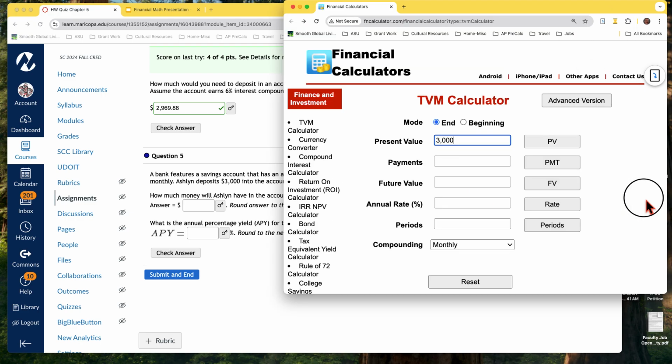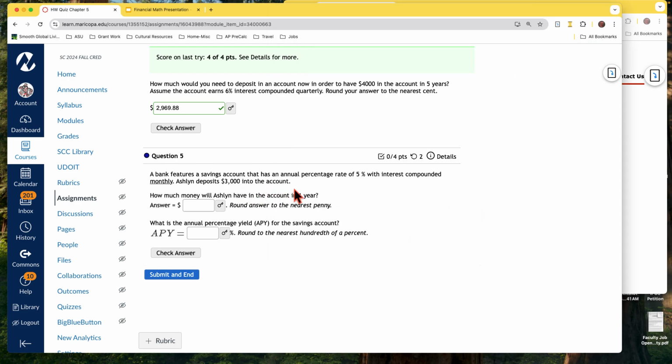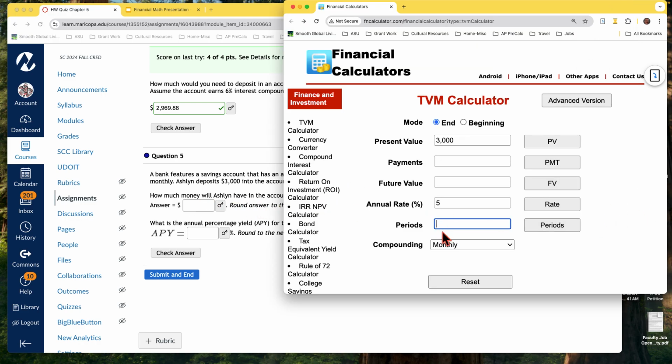5% interest compounded monthly. So then we fill these in, 5% monthly. And how long is she going to leave it there? Oh, how much money will Ashlyn have in the account in 1 year? Okay, so that's 1 year monthly, 1 times 12, 12. So that's the number of periods. No payments, so we just calculate on the future value. She'll have 3,153. Now again, you could have put the negative up above, but sometimes we just understand it's a different direction.